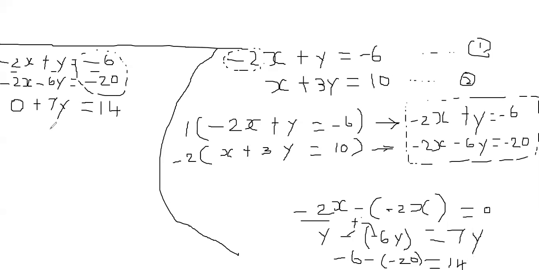Now we just ignore the 0. We have 7y equal 14. All right? We make y the subject. Carry over 7, and 7 is multiplying, so when it moves over it divides. So y is equal to 14 divided by 7, which is 2. So take it up to here, and then we'll try to find x.